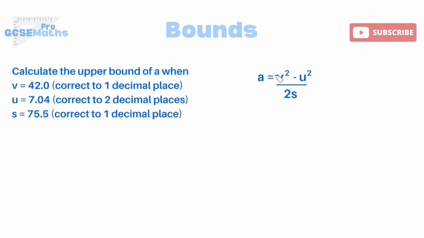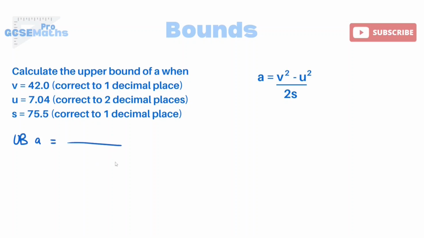Now, this one again, it's just a more complicated formula. We've got now 3 numbers. And not only do we have divide, we also have a minus, we have squares as well, but mostly the complicated part is the divide and the minus, isn't it? So calculate the upper bound of A when, and we've got V, U, and S. So upper bound of A. What am I going to need?